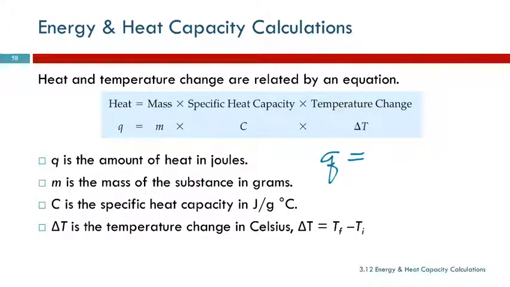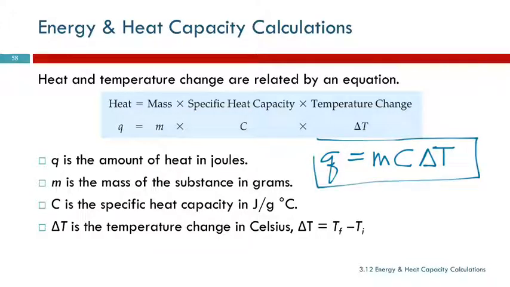Q equals mc delta T. Q equals MCAT. One way to remember that. So Q is the heat in joules, M is the mass in grams, C is the specific heat capacity, joules per gram degree Celsius. Delta T, that triangle is the capital Greek letter delta.